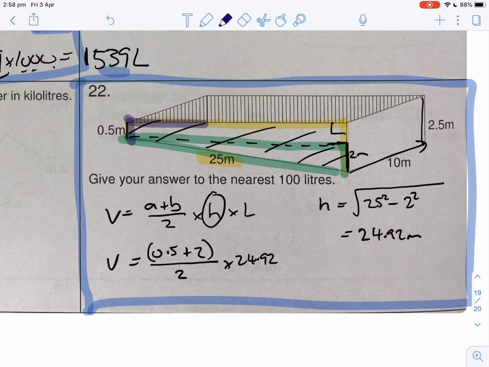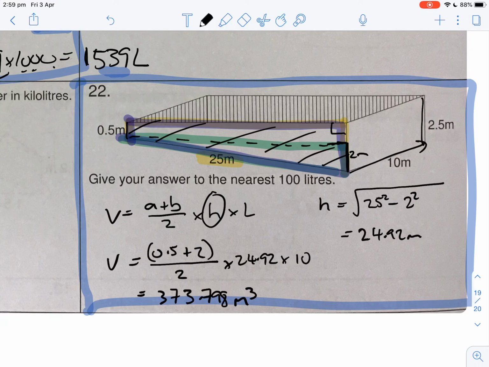So what we found there in that part of the formula is the face of this trapezium, and then timesing that out by the length of the shape, which is my 10 metres, would give me a final volume calculation of 373.798 metres to the power of 3.